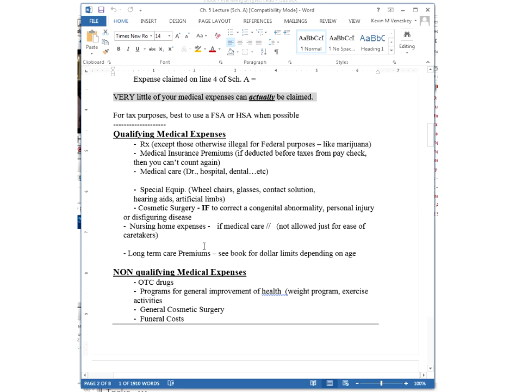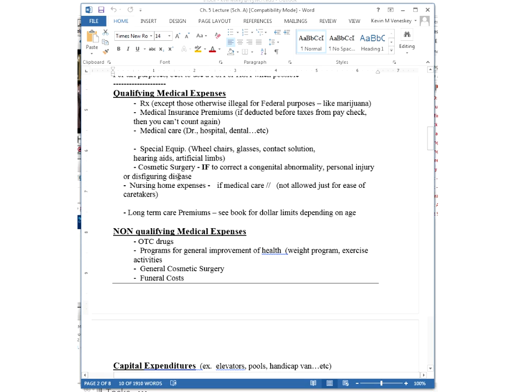And so here I said very little, if any, can be used. Qualifying medical expenses: your prescriptions are definitely allowed. Any payments you make to a doctor or a hospital for surgeries are allowed. Dental is allowed. Only a couple items of cosmetic surgery are allowed if they are correcting one of these 3 items. If it's just general cosmetic surgery, that's not considered a qualifying medical expense for deduction.